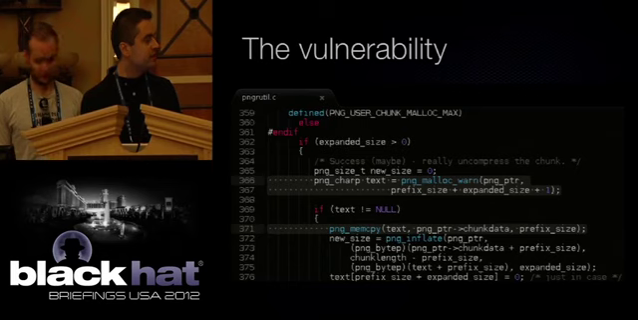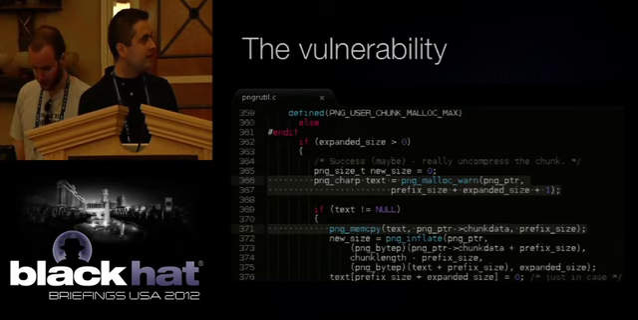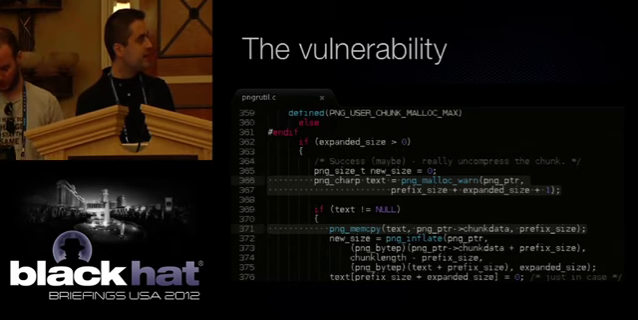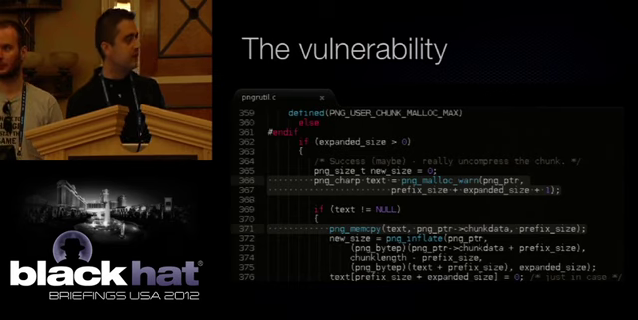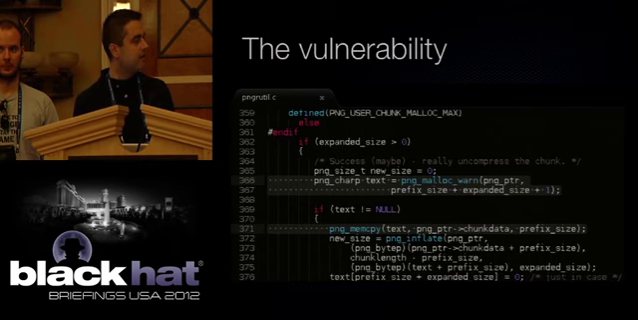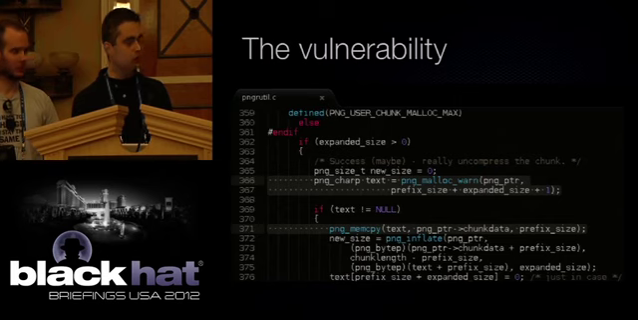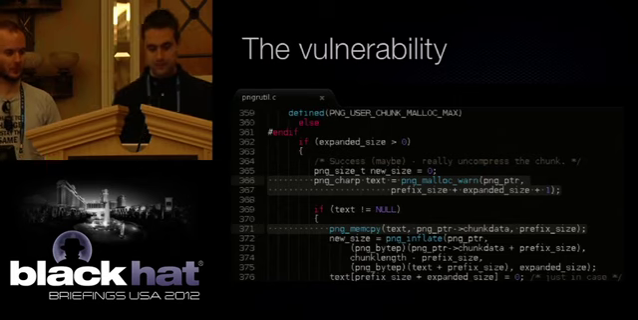And then we have this memcpy call here that basically overflows into this text variable allocated here, and it copies data from the PNG file, which we control, up to prefix size bytes, which we also control through the PNG file.